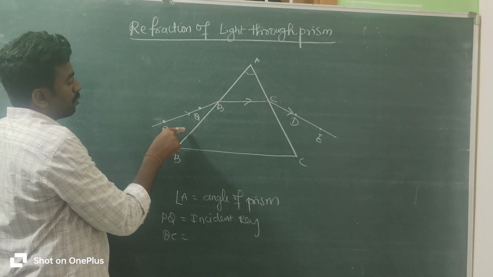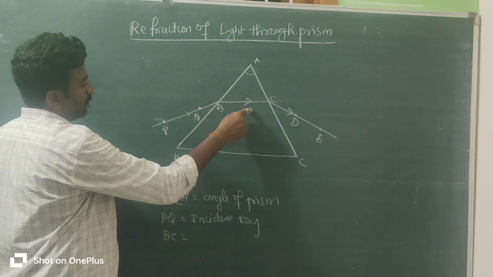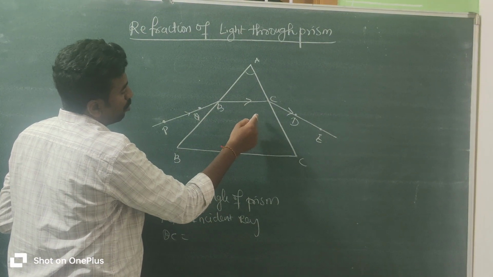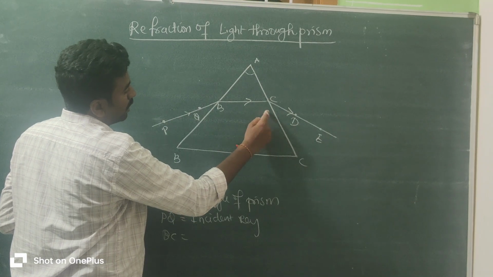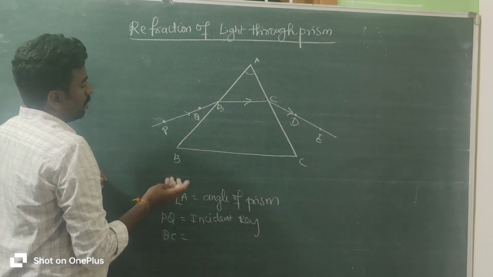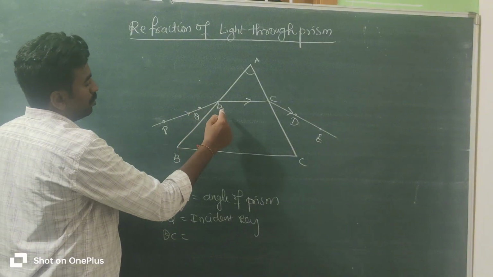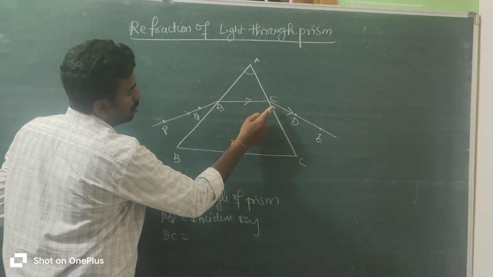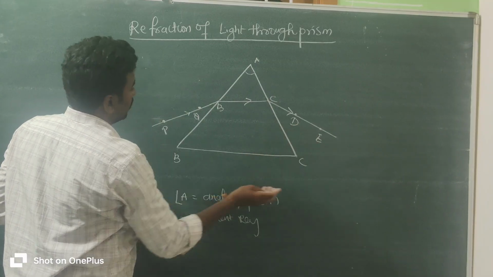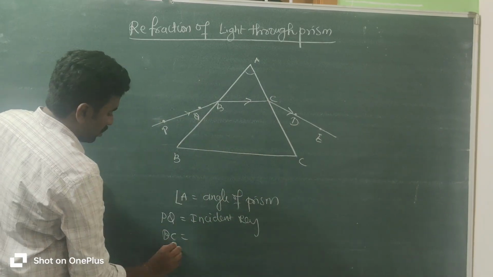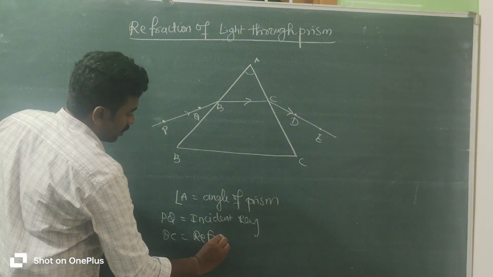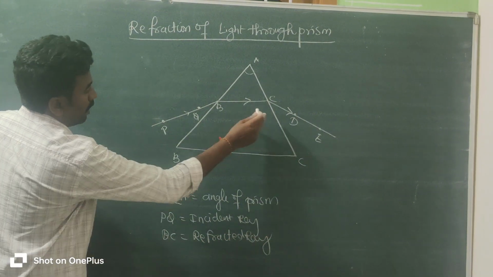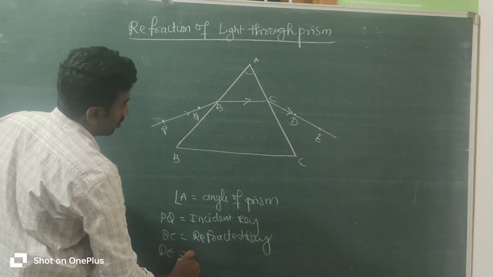Now light is entering from air to glass and it gets refracted, and again light coming out from glass to air is refracted. Let us take incident ray PQ, refracted ray QR, and emergent ray DE. PQ is the incident ray, QR is the refracted ray, and DE is the emergent ray.